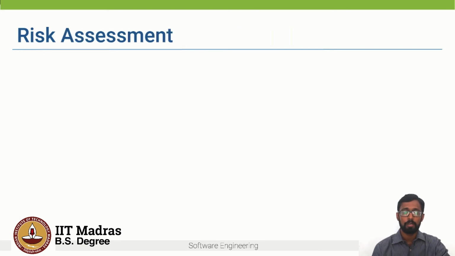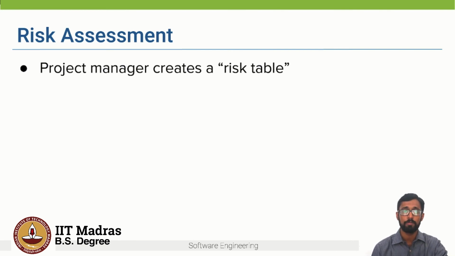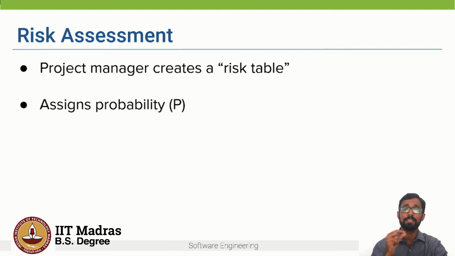Now, another important aspect is to assess which risks have to be worked on, right? So the project manager, along with other team members, come up with a set of risks for the project. So how do they do that? They ask everyone in the team for the worst case scenario. And based on this, the project manager creates what is known as a risk table. And for each risk, the project manager assigns a probability P from 0 to 100.